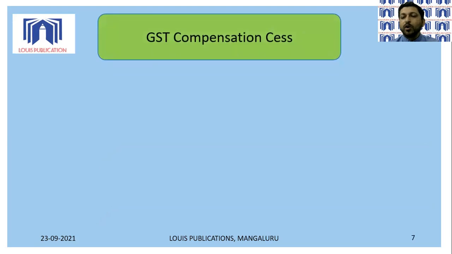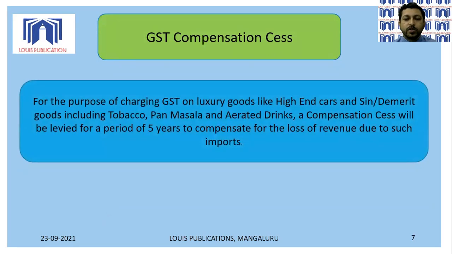Then we have GST compensation cess. This is very, very important. Now, once again, this is very product specific. It is applicable on sin goods or demerit goods or luxury goods. So the purpose of charging it on luxury goods like high-end cars, high-end watches, then sin goods or demerit goods like tobacco, pan masala, and aerated drinks.